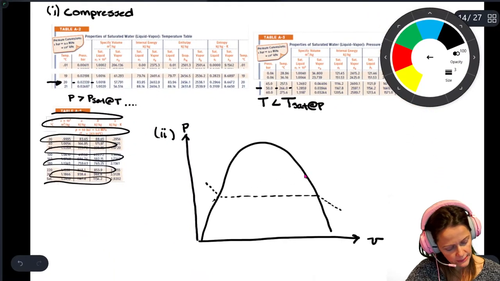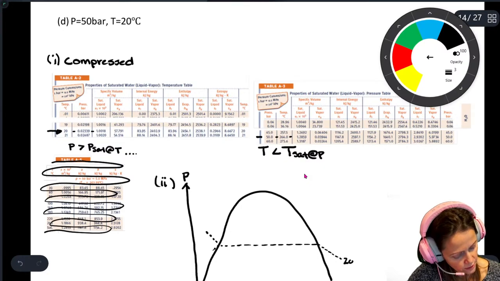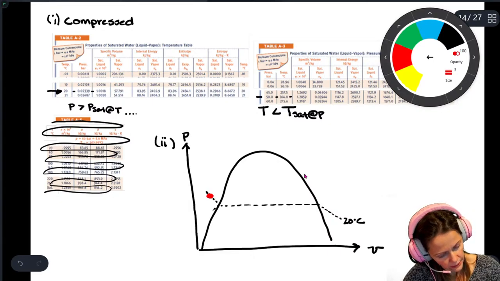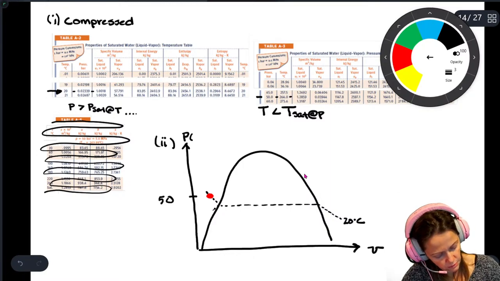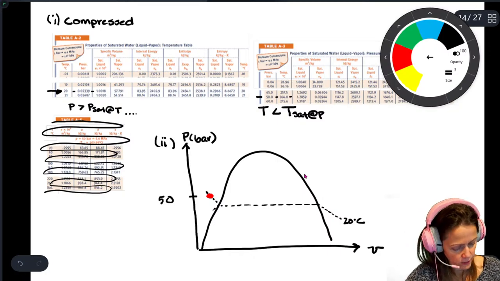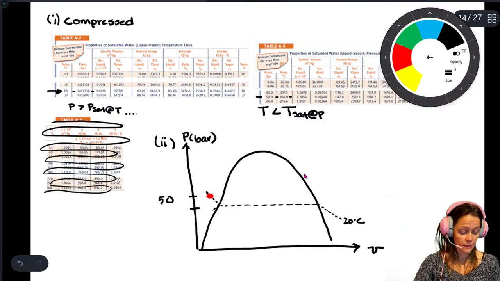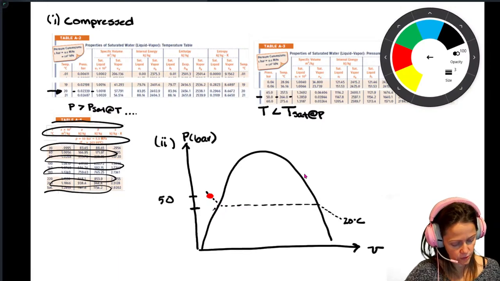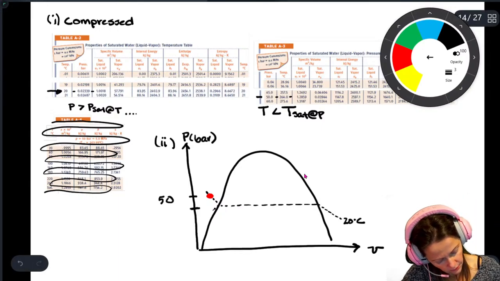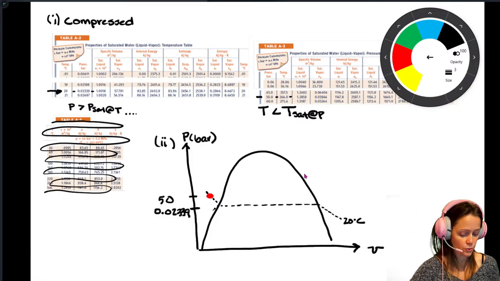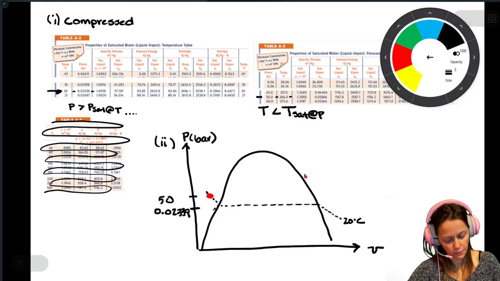All right. So there's my line of constant temperature, which is 20 degrees Celsius. And our pressure is 50 bar. We figured that it was compressed, so I'm going to put it right here, but we'll verify with the saturation pressure at 20 degrees Celsius that we are in fact in the compressed region. Because that 50 bar has got to be greater than the saturation pressure. And it is. Clearly not drawn to scale here, but at least we're showing that one is bigger than the other. So that 0.02339 is a number that you're getting out of table A2.